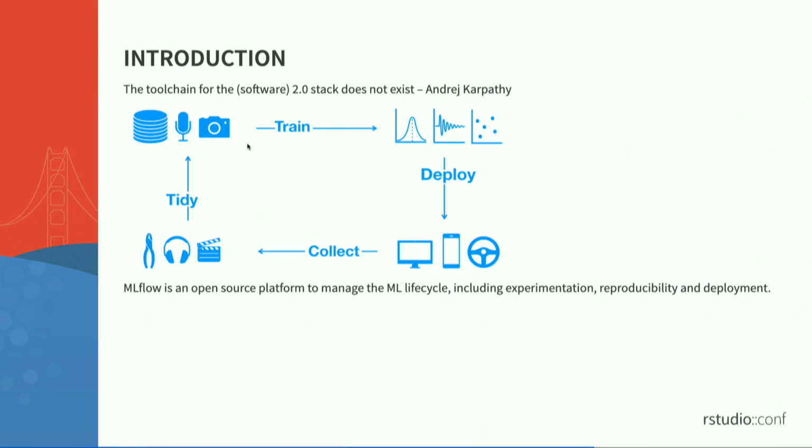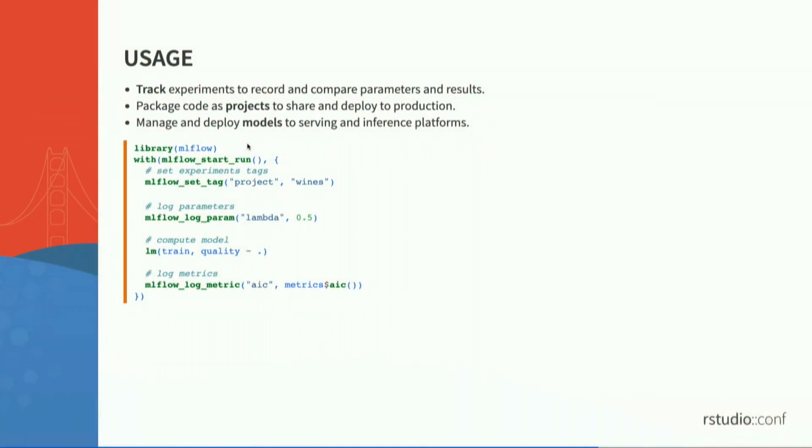So the MLflow project basically is an open source platform to manage the machine learning lifecycle, and you can use it from R as follows. It has three main features: MLflow tracking, MLflow projects, and MLflow models. Tracking basically tracks your parameters and your metrics. Projects allows you to deploy your models to production, and the models component allows you to perform inference on the models. In this particular example, all we're using is the tracking component of MLflow.